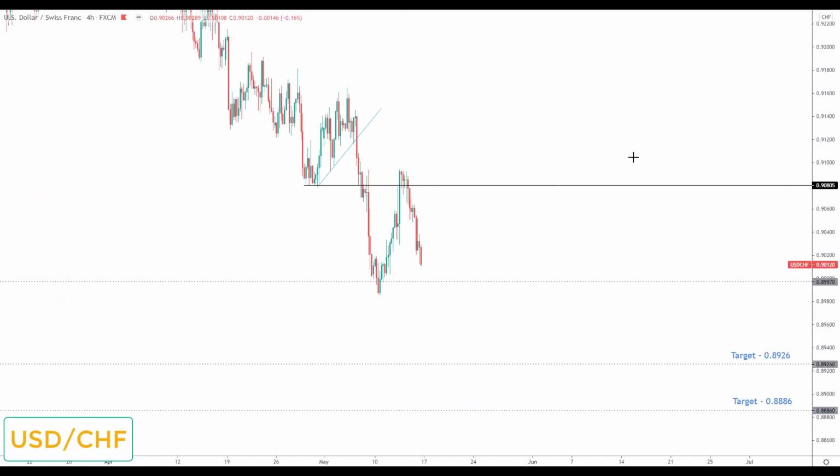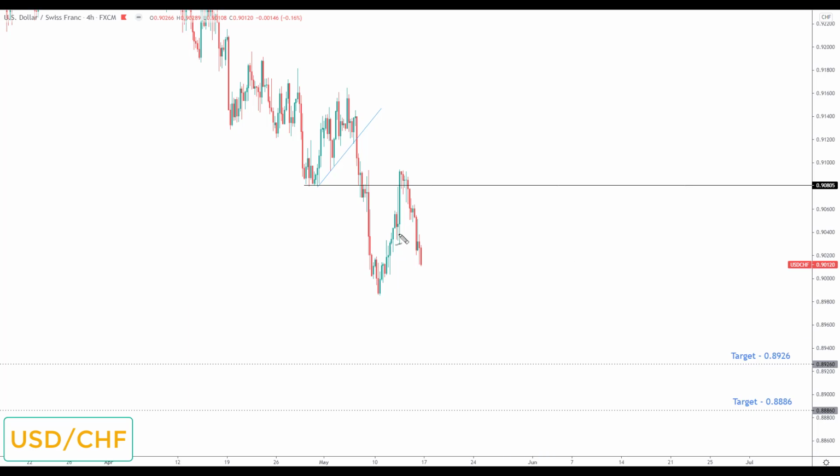US dollar Swiss franc. This was a market highlighted in last week's Weekly Forex Forecast as a market to start to look for good opportunities for sell setups and bearish reversals to the downside. We did take out the target set from last week before bouncing, and this gave us the second opportunity to start to look for shorts in US dollar franc last week.